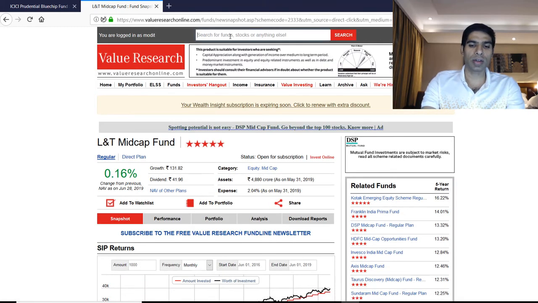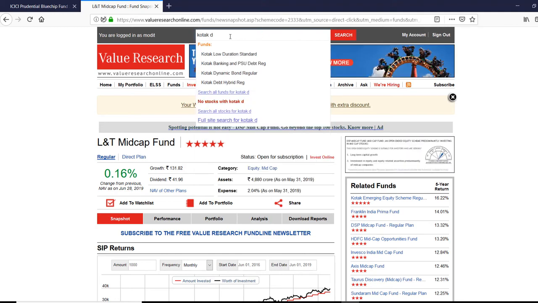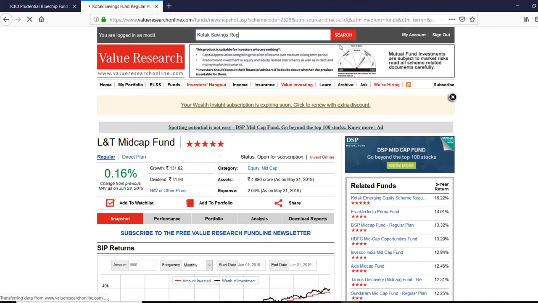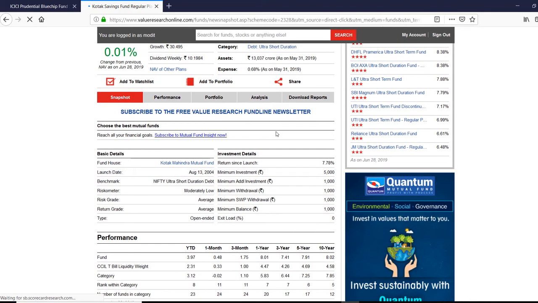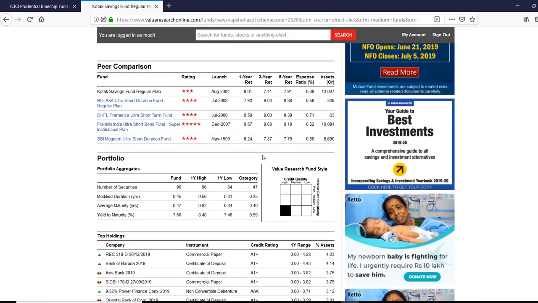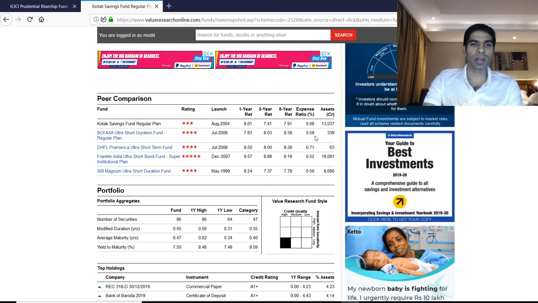Now also let's look at a debt fund. Let's say a Kotak Savings Fund, regular savings fund. Now the expense ratio of this fund is 0.68%, and let's compare it with the peers. So Kotak regular savings fund is 0.68. Then you have the ultra short fund of Bank of India, it's 0.59, and you have SBI at 0.5. So this is the lowest, and the performance is comparable, right? So this fund actually has a lower expense ratio.